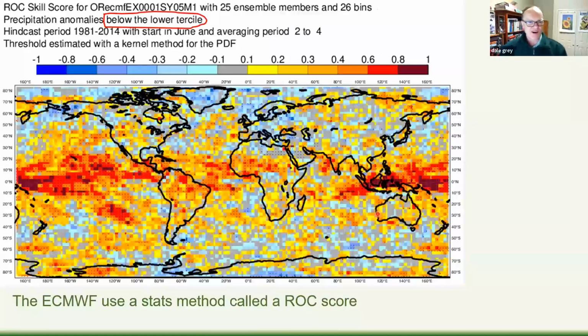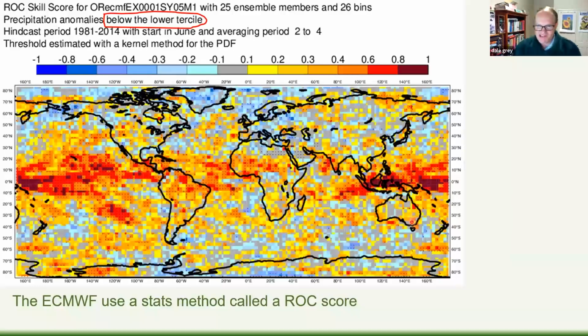This is an assault to the eyes. This is the ECMWF's model. This is their way. They're using a thing called a ROC score. I can't even remember what ROC stands for. If you really want to know, I could look it up, but it doesn't really matter. And once again, if you're in the yellows and the oranges here, you've got good positive skill. If you're in the blues, you've got negative skill. I'm not even sure what negative skill is, to be honest. You're getting it wrong and really, really wrong, I suspect.